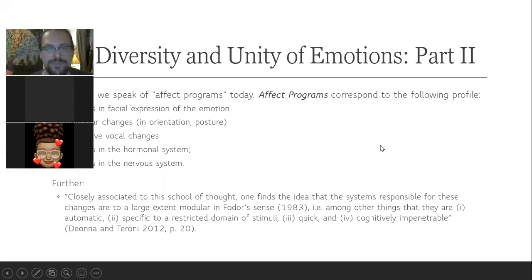Now, something else that's interesting about affect programs, they should also correspond to Jerry Fodor's characterization of a cognitive module. So affect programs, or the systems that realize affect programs, should be modular in the Fodorian sense. I'll explain what that means in a moment.